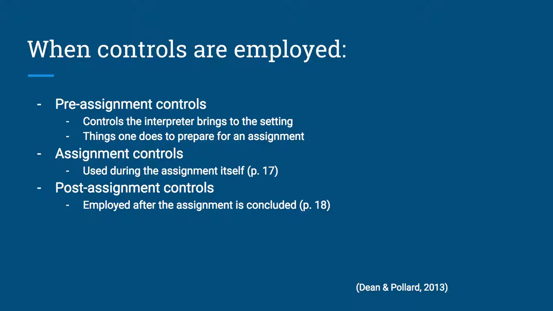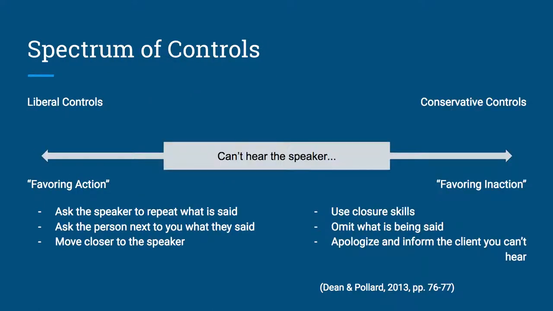Assignment controls are actions that you choose to take or actions you choose not to take, and your language decisions during an assignment. And finally, post-assignment controls are employed after the assignment is concluded. Examples of these may include following up with the customer, following up with the client, doing further research into the topic, debriefing or venting, and other means of self-care.